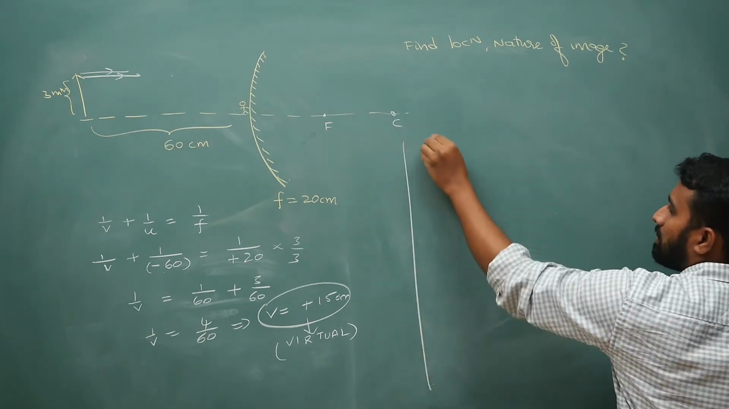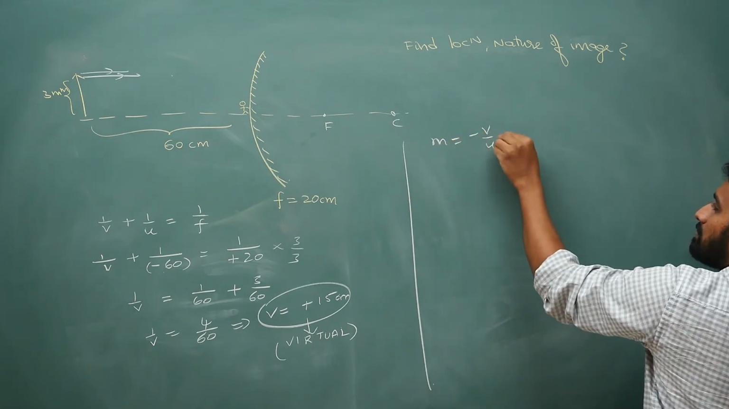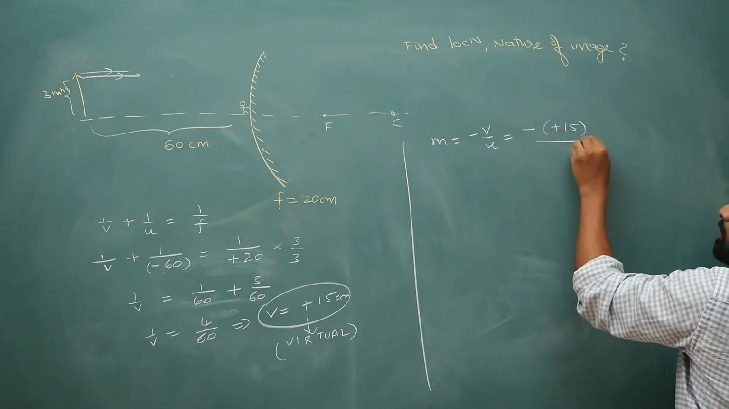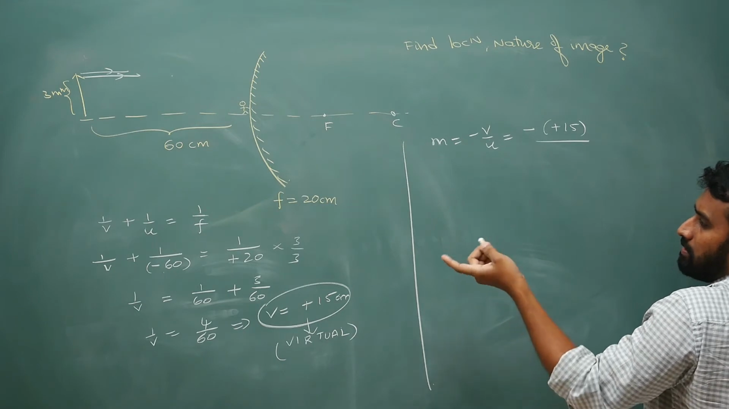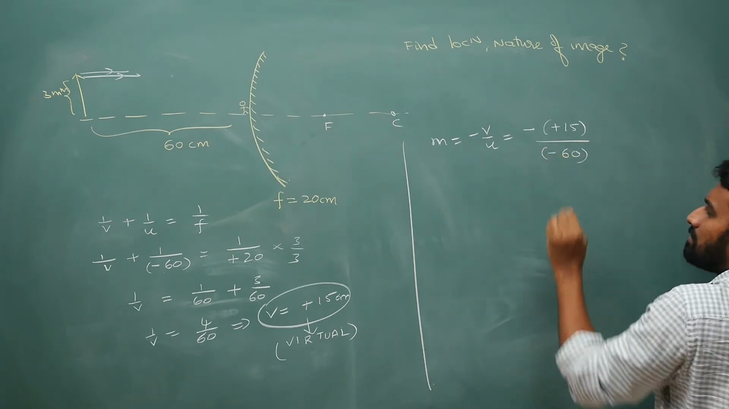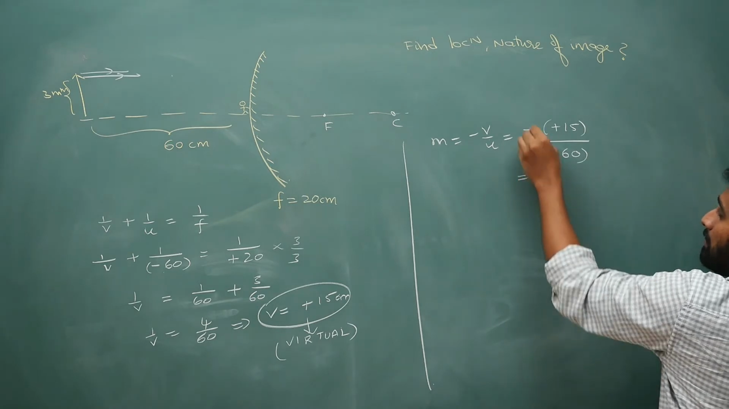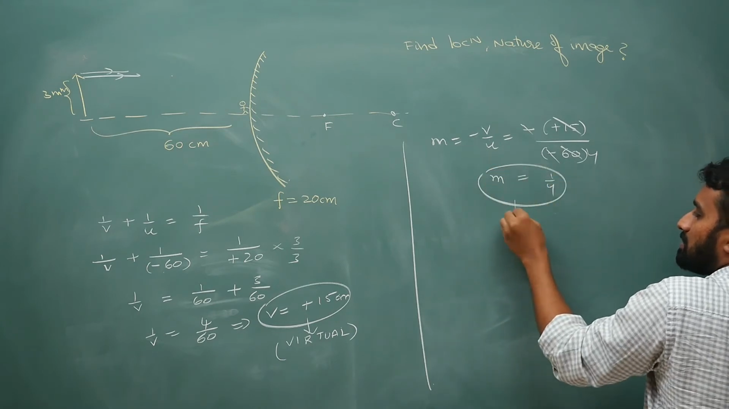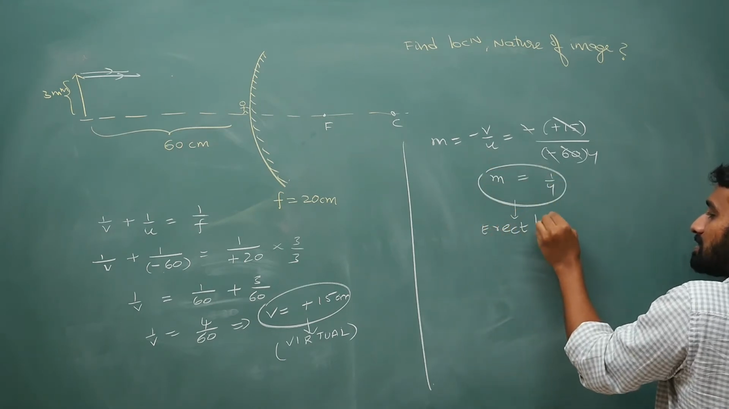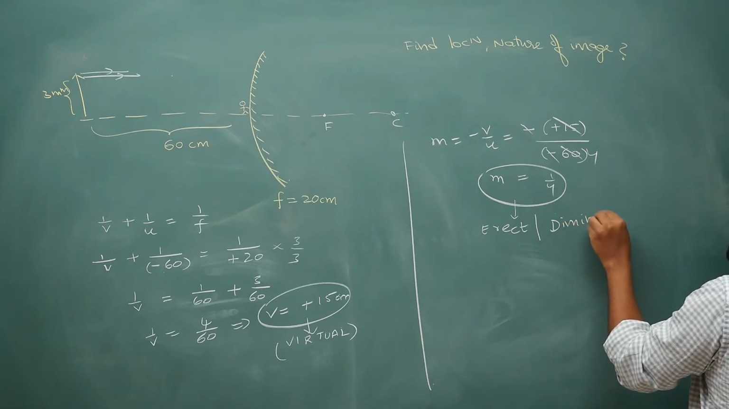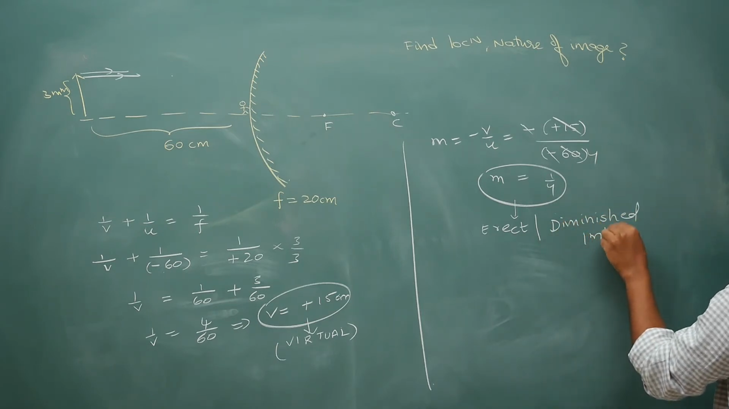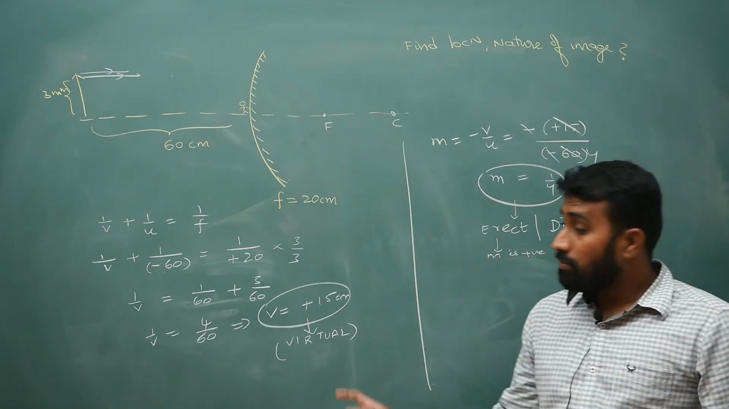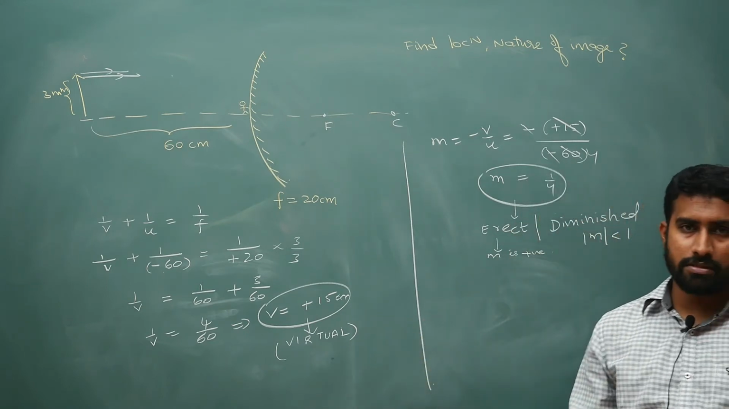Now next, the calculation part. Magnification m is minus v by u, that is equal to minus of, what is v? Plus 15, by what is u? Without doing the calculation, u is initially minus 60, and v is plus 15. Minus minus will become plus, 15 ones, 15 fours, so 1 by 4. So magnification is positive, that is why it is erect. Magnification is less than 1, so we got a diminished image. Because mod m is less than 1, it is diminished, and because m is positive, it is erect. So we got a virtual, erect and diminished image.